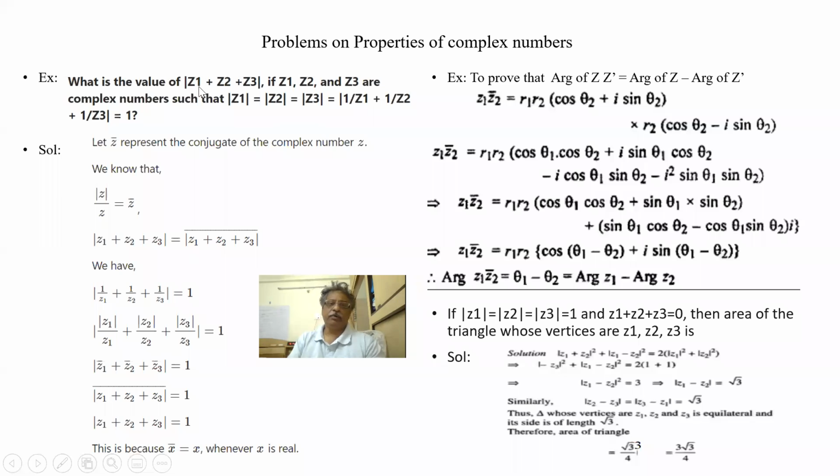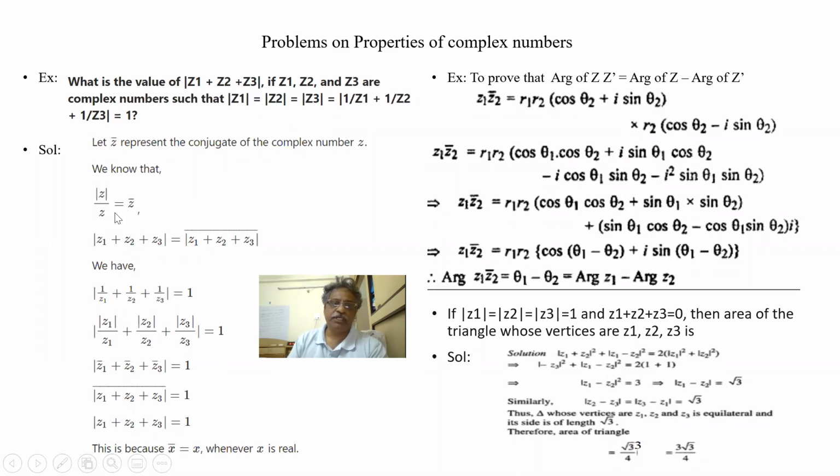Let us see this problem. What is the value of mod of Z1 plus Z2 plus Z3, if Z1, Z2, Z3 are complex numbers such that the mod is equal to 1? Mod is equal to 1 means the argument can be anything. In a unit circle, it can be anything. And it is also given as a condition that 1 by Z1 plus 1 by Z2 plus 1 by Z3 is also 1.